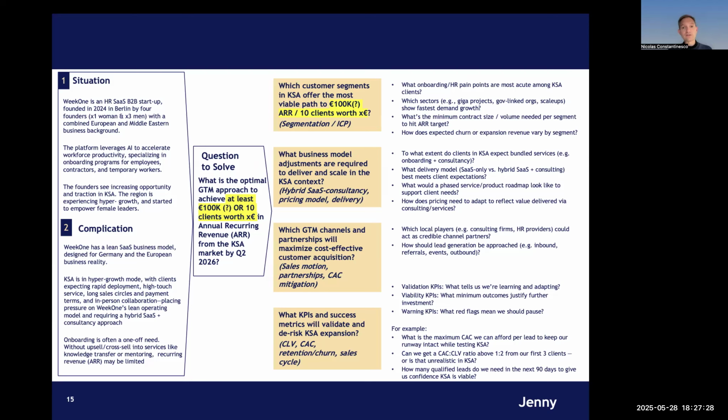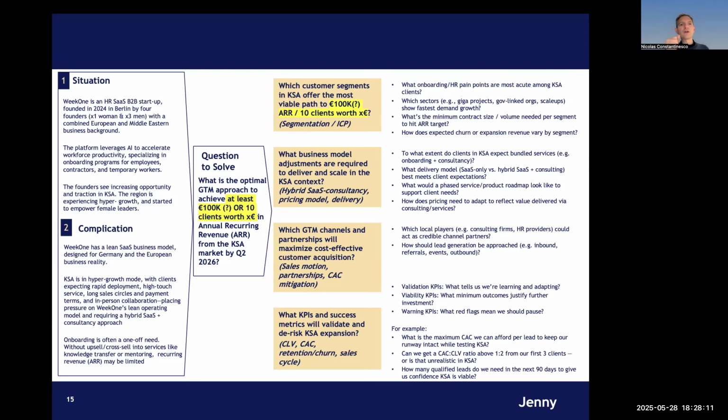Now, if I go into the question tree, I think buckets 1 and 3 are very relevant to the question. So which segments to target, and which channels and partnerships to use to acquire customers from these segments. Great. But buckets 2 and 4 don't connect to the question. They connect to the context, but not to the question. So bucket 2 is adjustments to the business model. Yes, it connects to the context.